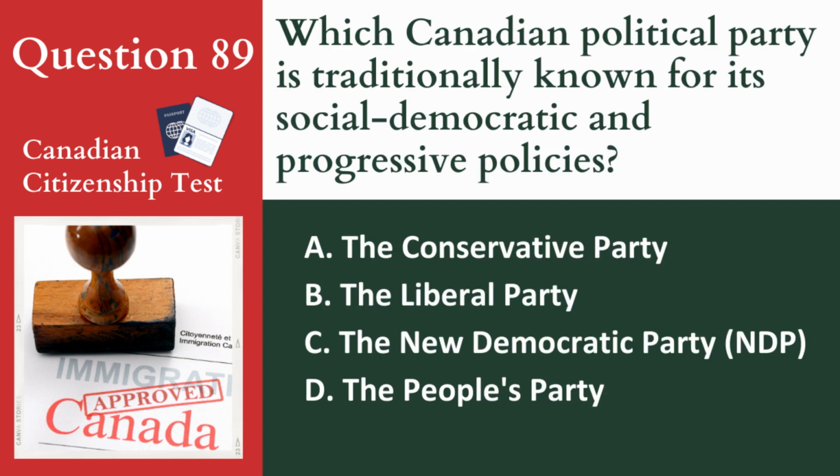Question 89. Which Canadian political party is traditionally known for its social democratic and progressive policies? A. The Conservative Party. B. The Liberal Party. C. The New Democratic Party, NDP. D. The People's Party. Answer C. The New Democratic Party, NDP. The NDP is known for its social democratic and progressive stance in Canadian politics.